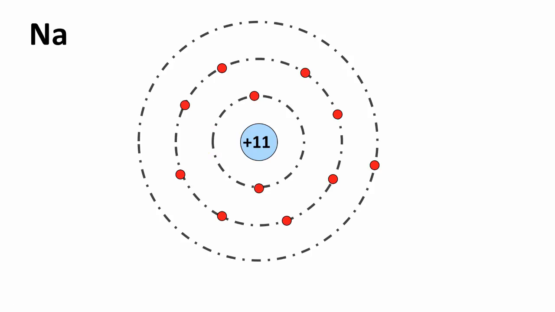Now, why does this happen? Why do we have these trends in size? Let's look at an example, the element sodium. It has an atomic radius of about 186 picometers, and it has 11 protons in the nucleus and 11 electrons in the electron energy levels. And here's our cartoon version with 2 electrons in the first shell, 8 electrons in the second shell, and then 1 valence electron in the third shell.